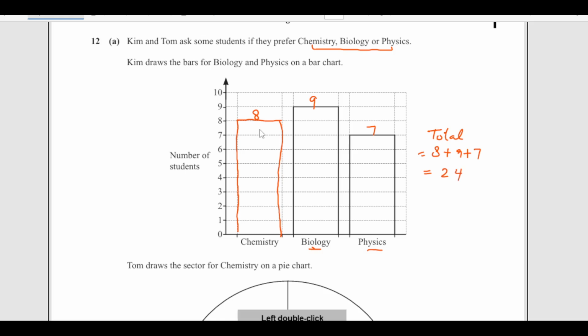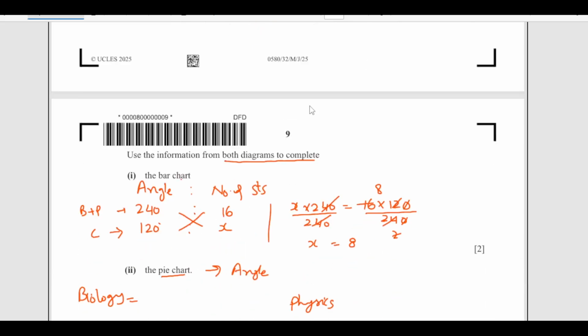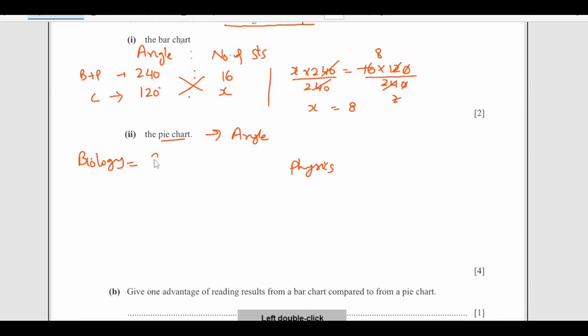First, chemistry is already drawn, so we will start with biology. Biology has frequency 9, so 9 out of 24, and we are looking for out of 360. This will give us the angle. When you calculate this, it is 135. Similarly for physics we have 7 out of 24 times 360, which comes out to be 105. So we got two angles, 105 and 135.